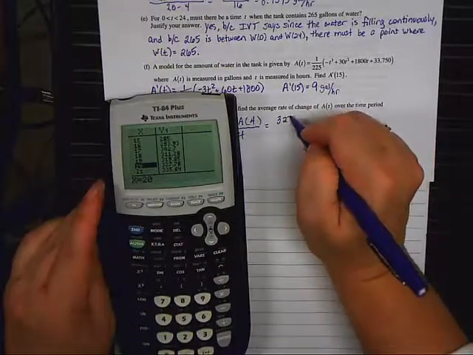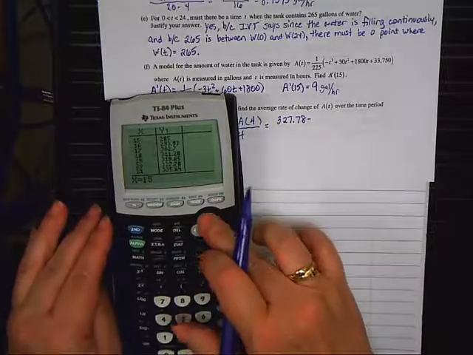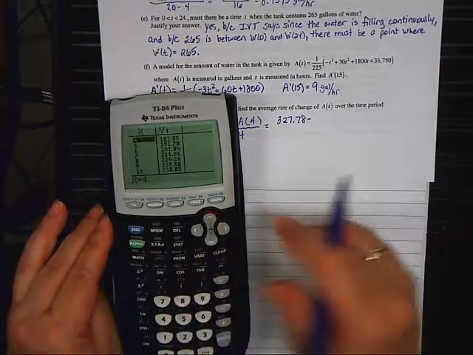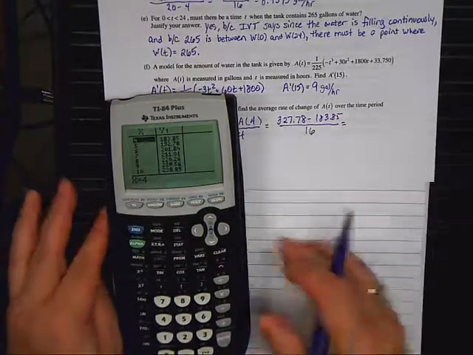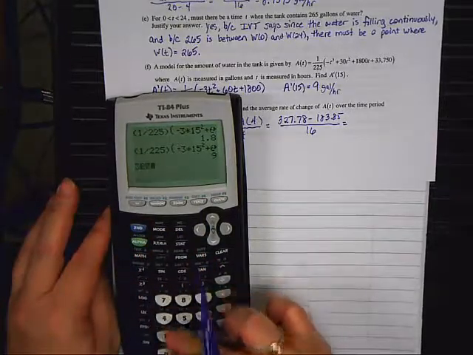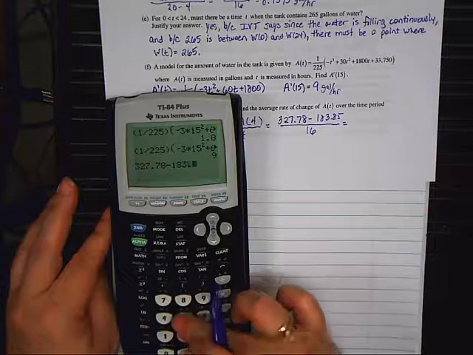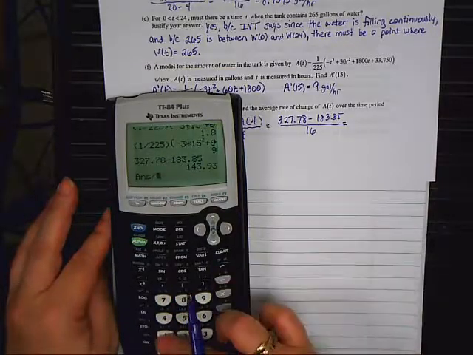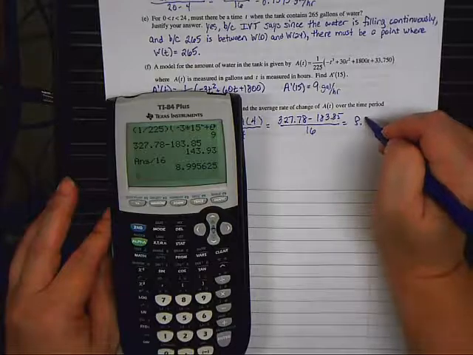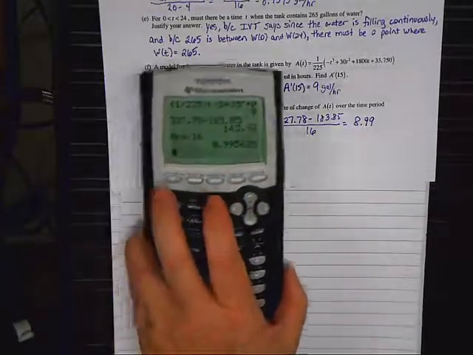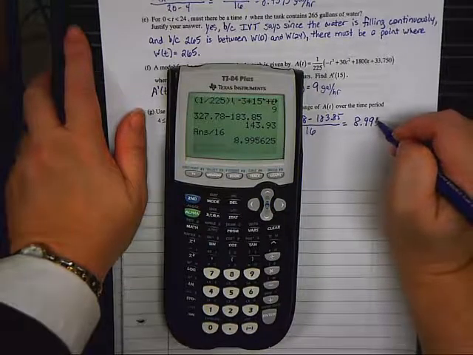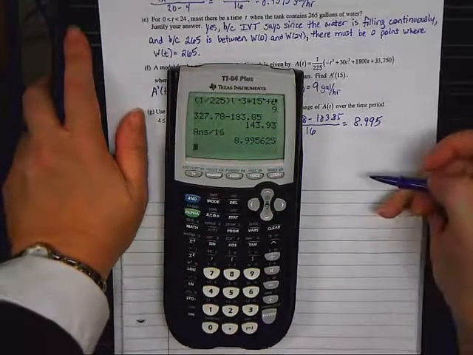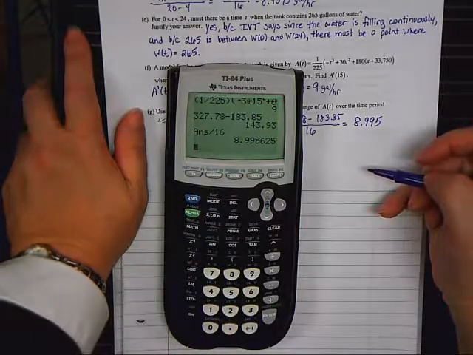So 327.78 minus 183.85 over 16 equals 8.99. Now, look at the decimal here. It's 8.9956. So you can chop it off at the 5 if you want to, or you could round it up. It's up to you. So 8.995. And because it's a rate of change, how should I label it? Gallons per hour again.